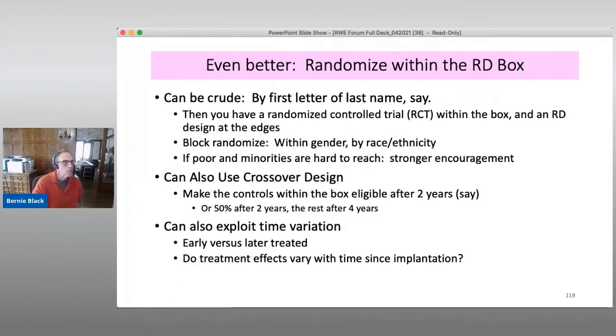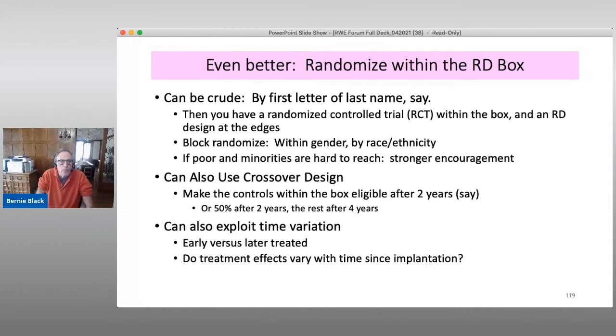Even better, within the RD box, randomize. It can be crude randomization. This doesn't have to be very careful. First you sign up, then we randomly pick just the first letter of your last name. I don't care. Then you've got a randomized control trial within the box and an RD design at the edges.